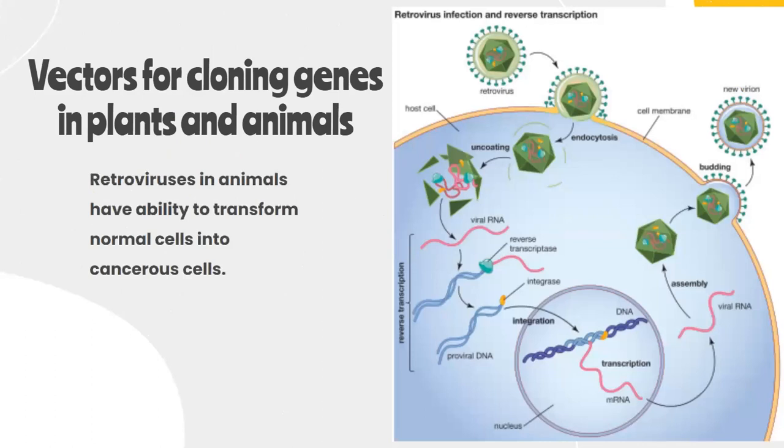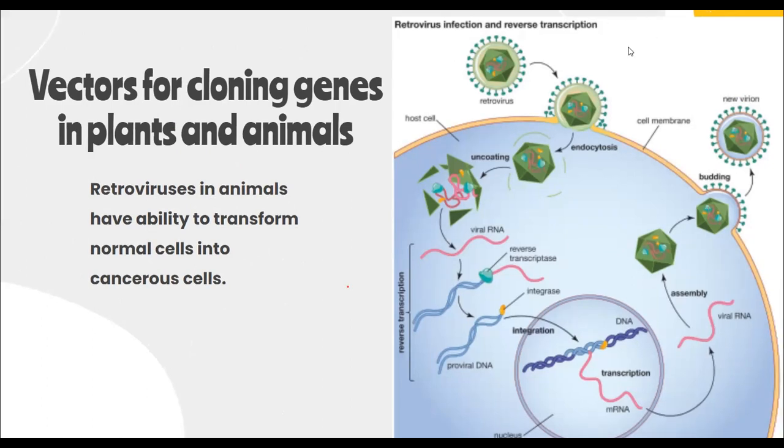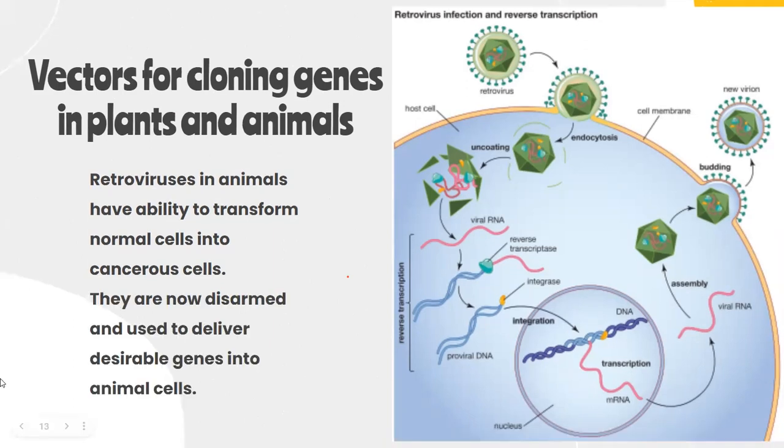Another is retroviruses in animals that can be used. They have the ability to transform normal cells into cancerous cells. We are very much aware of retroviruses, the ones which carry RNA as a genetic material. So what can be done? The RNA, the genetic material, can be cloned, the pathogenicity can be removed, and the desired gene can be inserted, and the natural tendency of the virus is to infect the host cell. So if it is infecting, no problem, because we have removed the pathogenicity part and inserted our desired gene part into it. Okay. So now they are manipulated, engineered, disarmed, and now they are used to deliver desirable genes into animal cells.